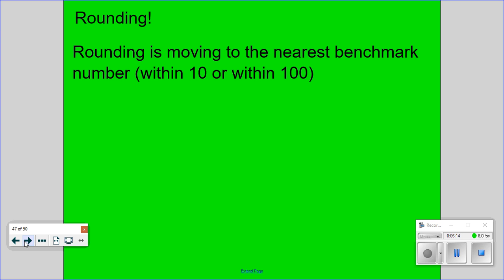Rounding. And then the definition is underneath it that you also need to write in your notebook. Rounding is moving to the nearest benchmark number. It can be within 10 or it can be within 100. We're going to worry about it within 10, and I'll explain what that means in a little bit more. But go ahead, and write down the title and the definition.